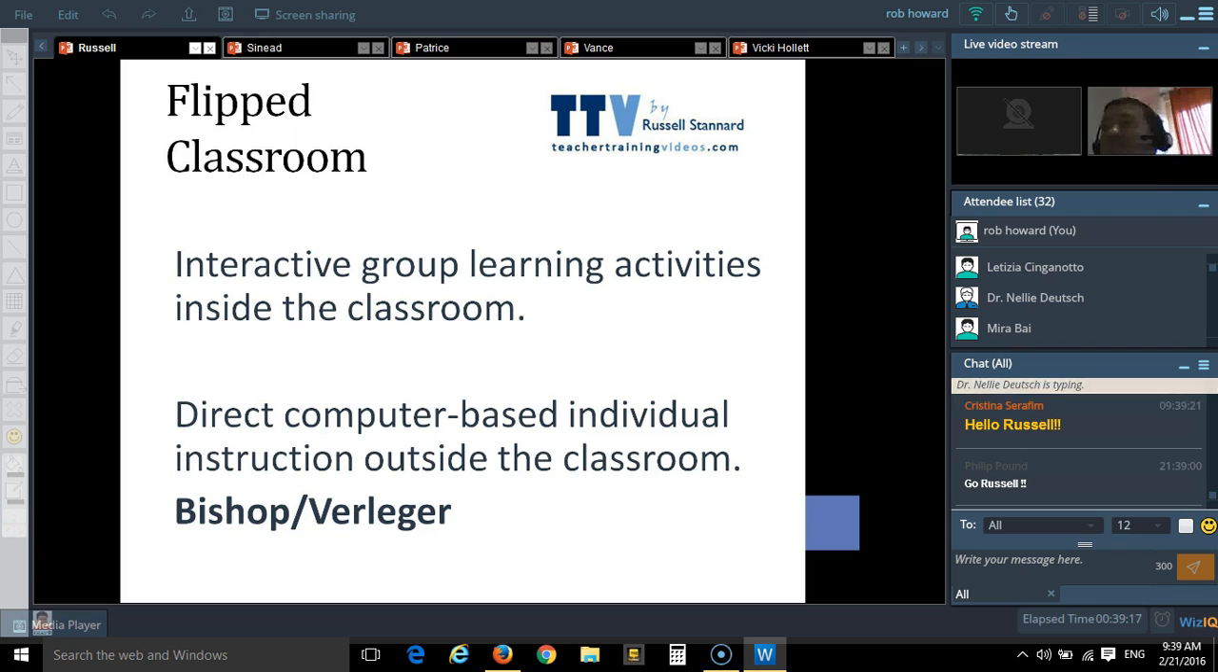If we're talking about a definition: interactive group learning activities inside the class, direct computer-based individual instruction outside of the class. You see a lot of this kind of definition. What we're really talking about with the flipped classroom is the idea that maybe we could shift some of the teaching stuff that we do in the classroom outside of the class.